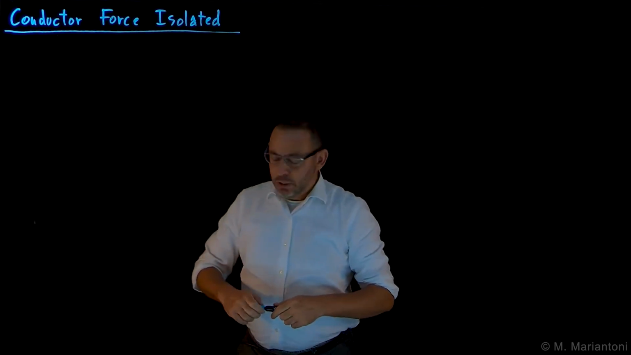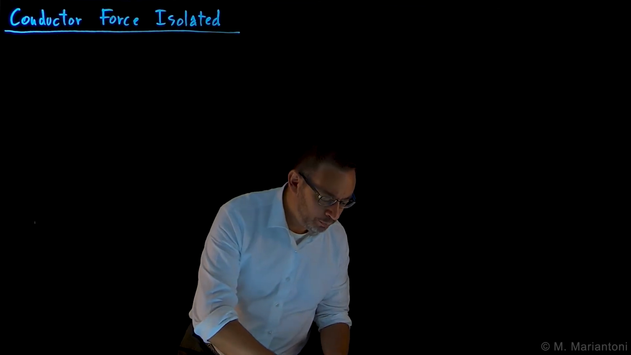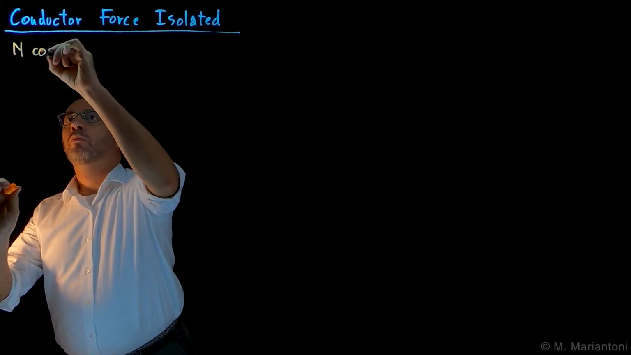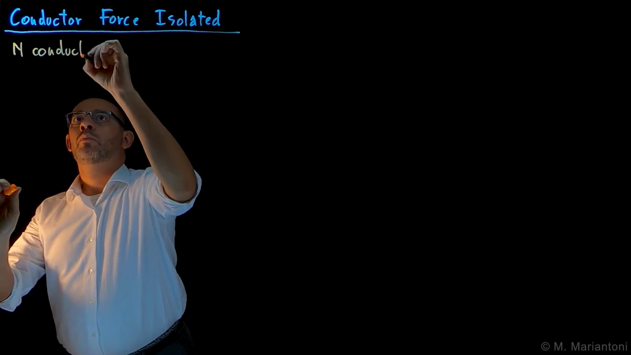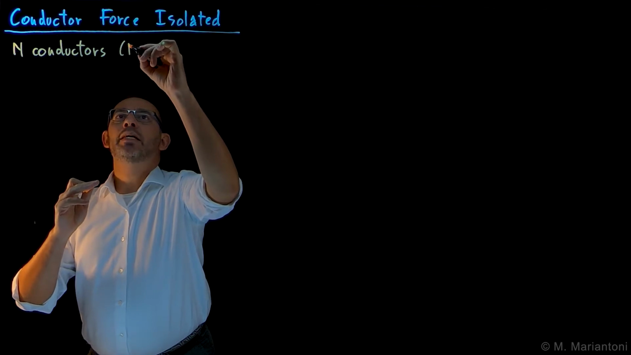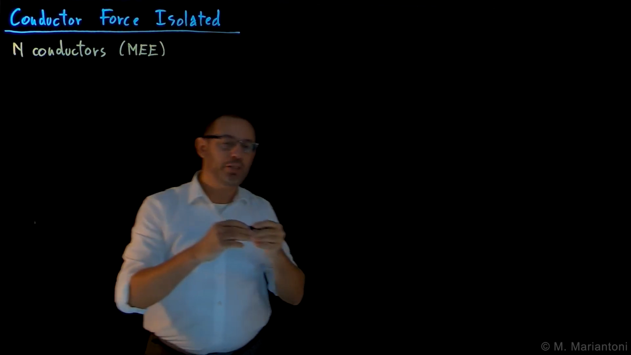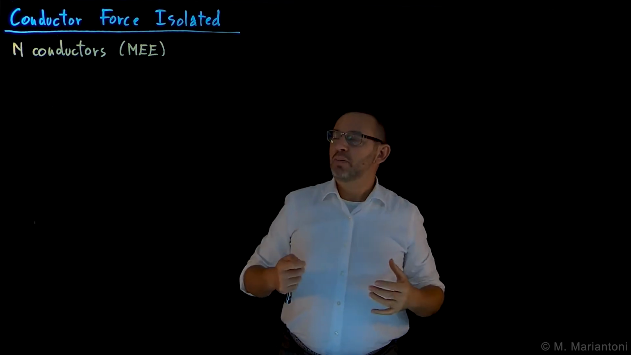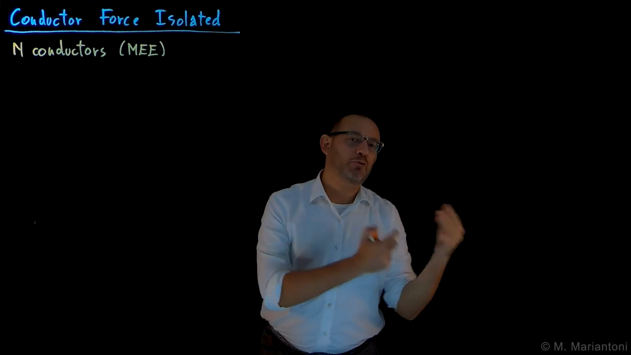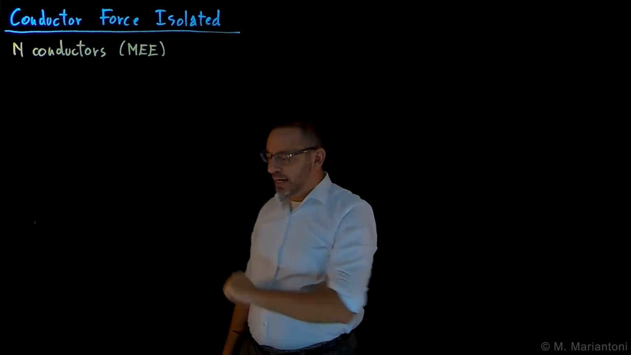So let's consider again a system of capital N conductors. Eventually, we are going to consider all the forces in MEEE, macroscopic electrostatic equilibrium, even though, of course, in the middle of this Gedanken thought experiment we're about to do, there are some transients, but we wait until we reach equilibrium conditions. So we have N conductors.